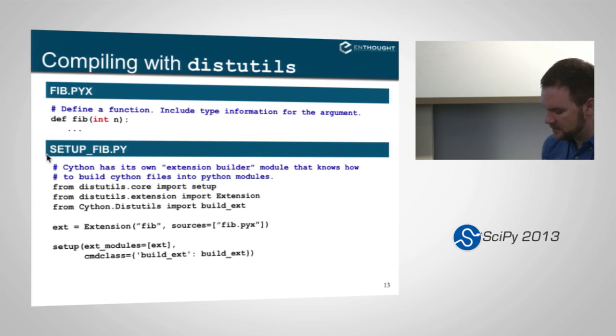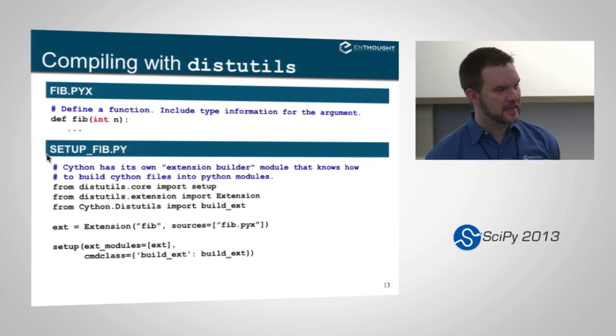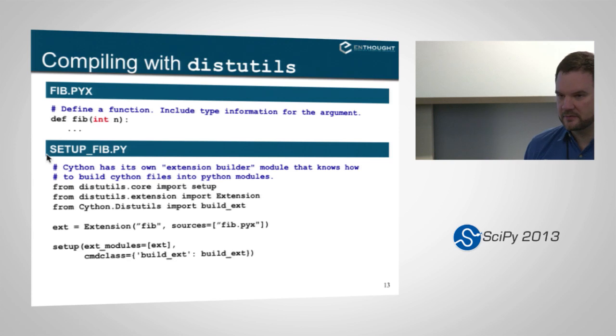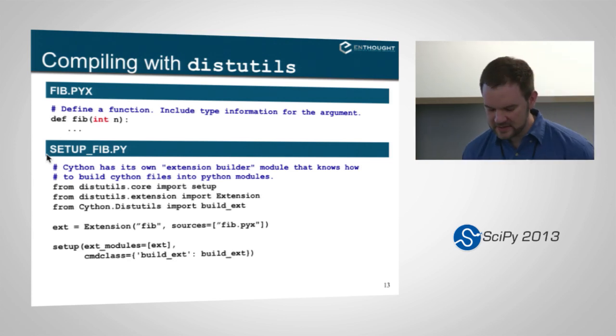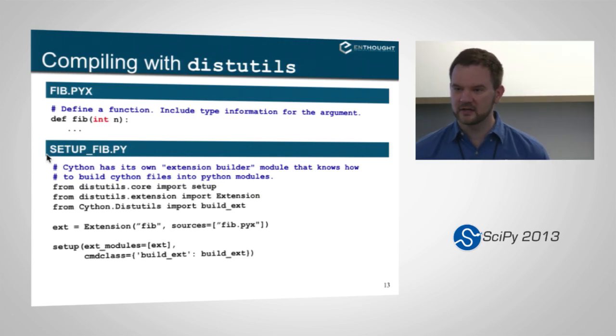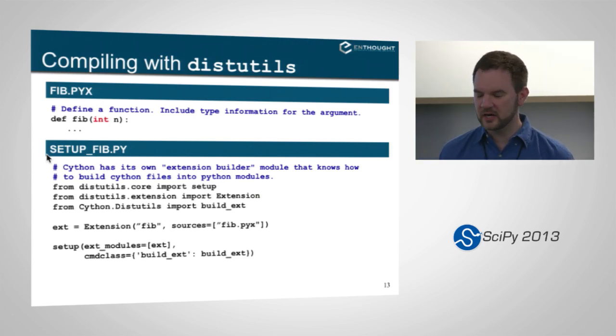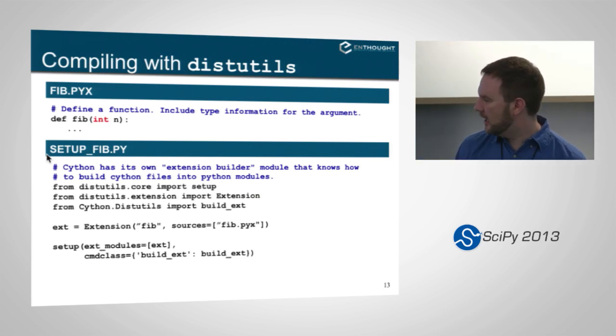So at the top we have fib.pyx. We just stick our Fibonacci function in there. We've seen that enough times now. And then at the bottom here we have setup_fib.py. For those of you who haven't seen Python distutils setup files, this is a very common pattern that you'll see. You import multiple things. I never remember what these are. I just pull someone else's from the web somewhere and modify it.